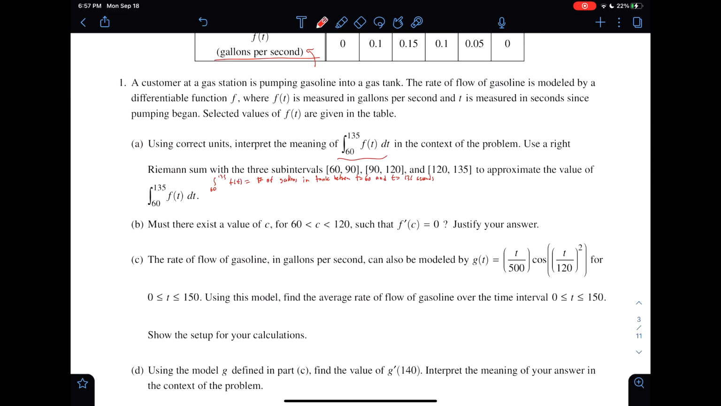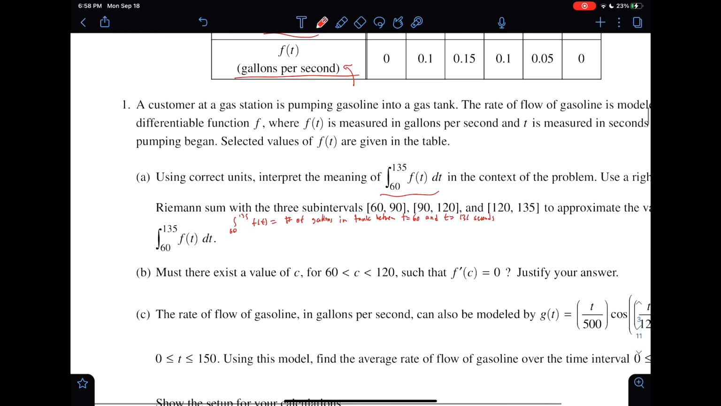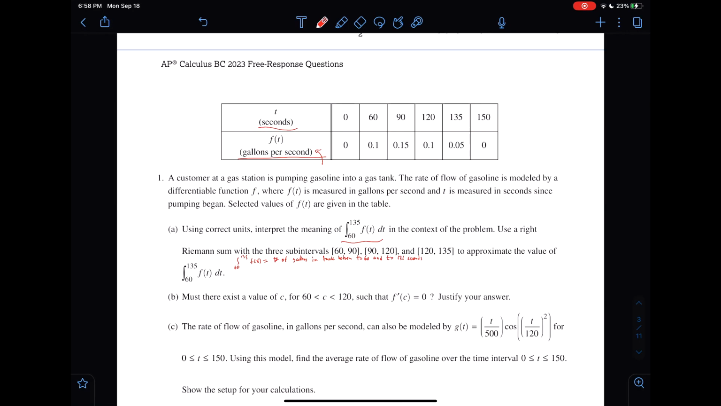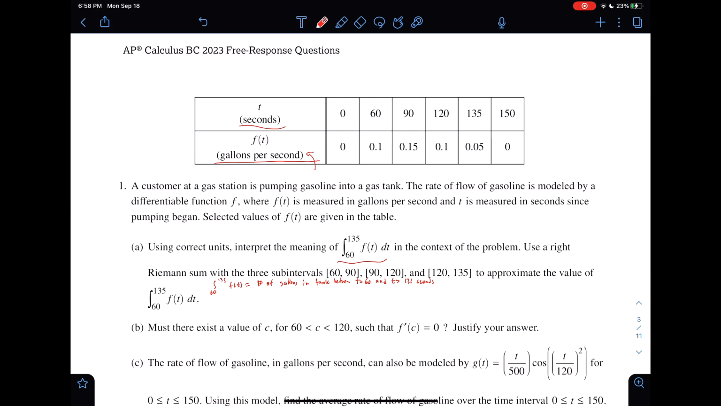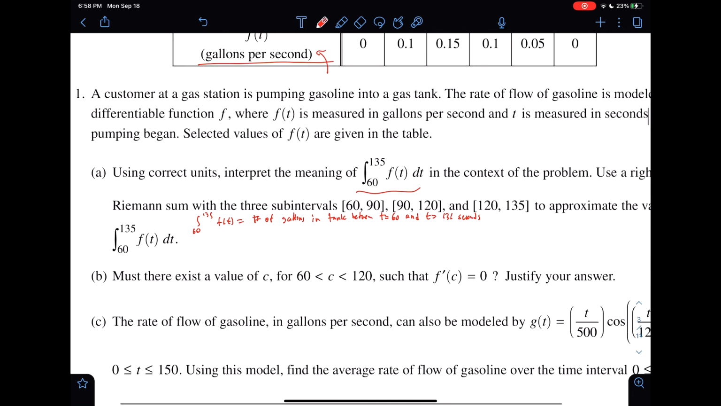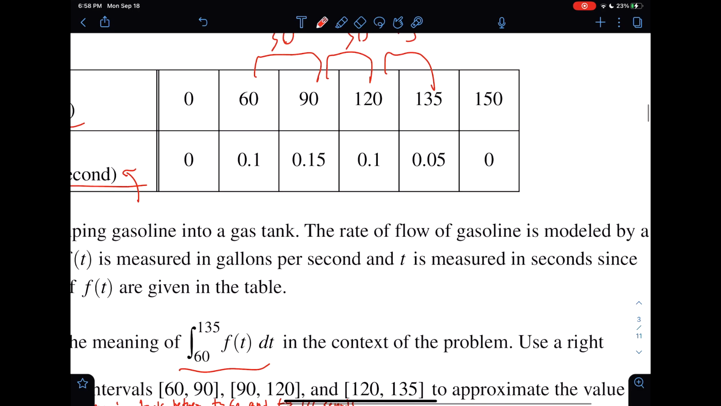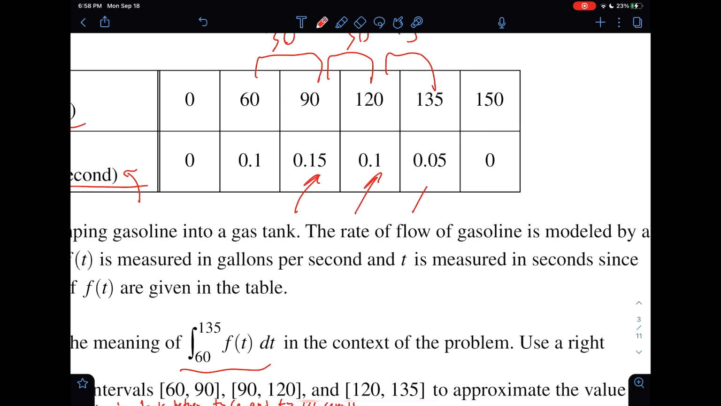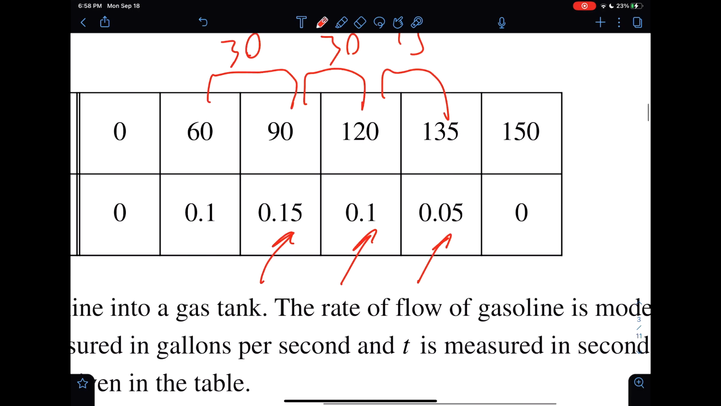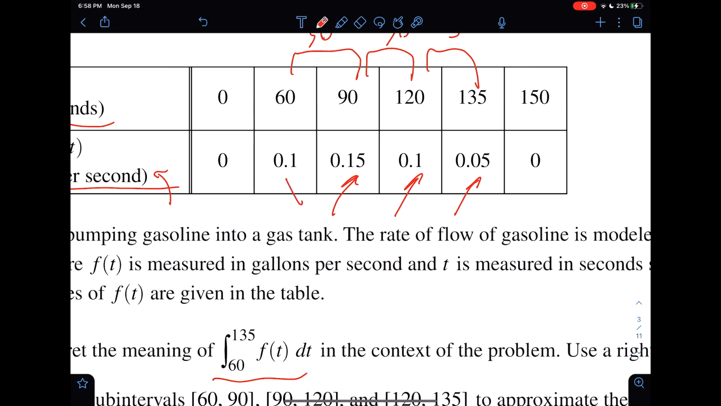The second part is to use the right Riemann sum with these subintervals that they're giving you. So you would go up to the table they give you up here, and you would find these subintervals, and you find the difference between them in t. So this is 30, this is 30, this is 15. So those are your x's. Now for the y's, since it's a right Riemann sum, you would use the y values on the right. So this one, and that one. Because there are 3 rectangles, take the 3 on the right. If it asks you for left, you would do these ones and exclude that one. But it's asking for right, so you wouldn't do that.